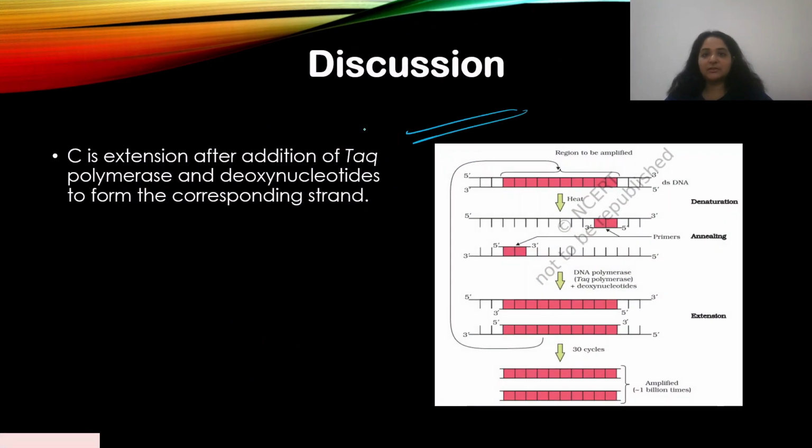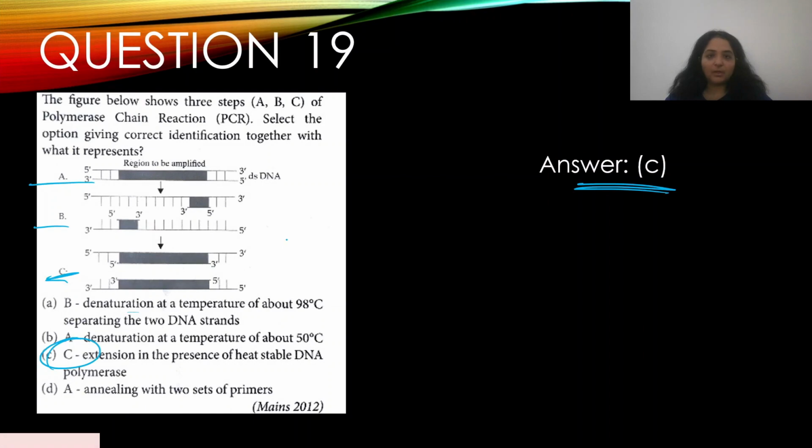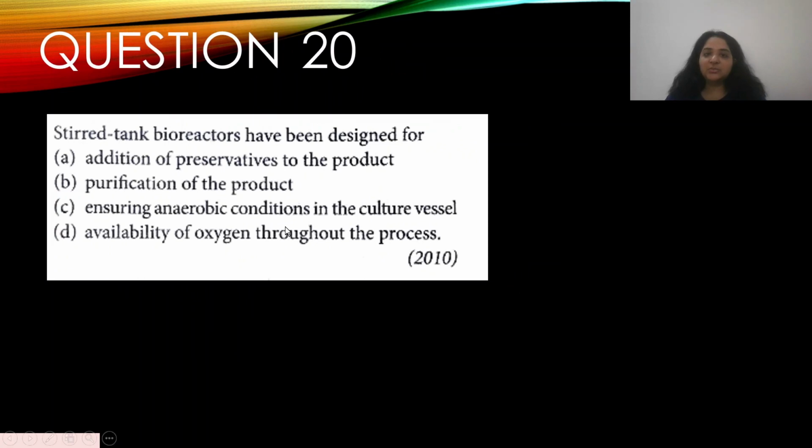So here you have the PCR steps. C is extension. You have DNA polymerase plus deoxynucleotides: extension after addition of Taq polymerase and deoxynucleotides to form the corresponding strand. Yeah, so this is it. Denaturation, annealing, and extension. I guess I've answered the question. Okay, let's move on.